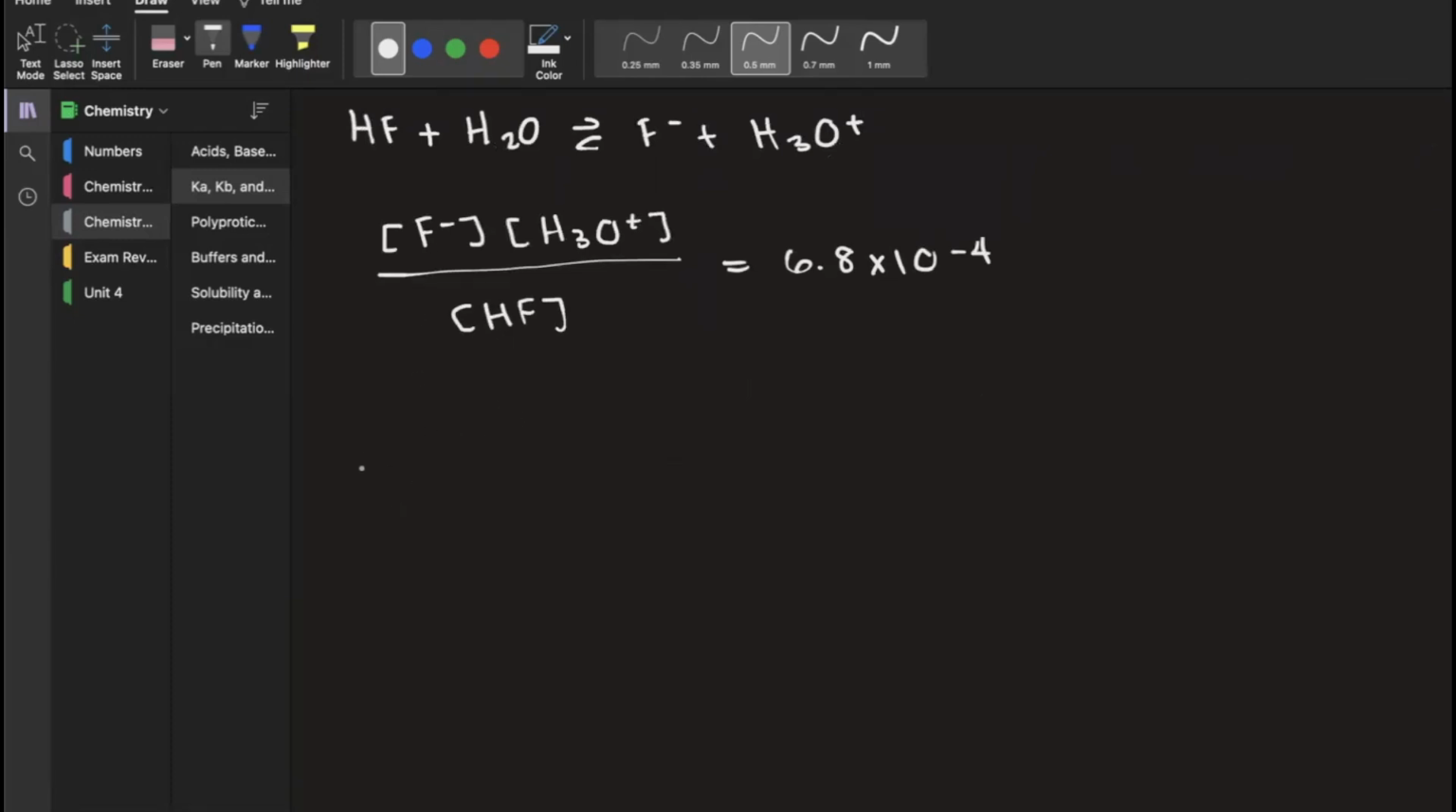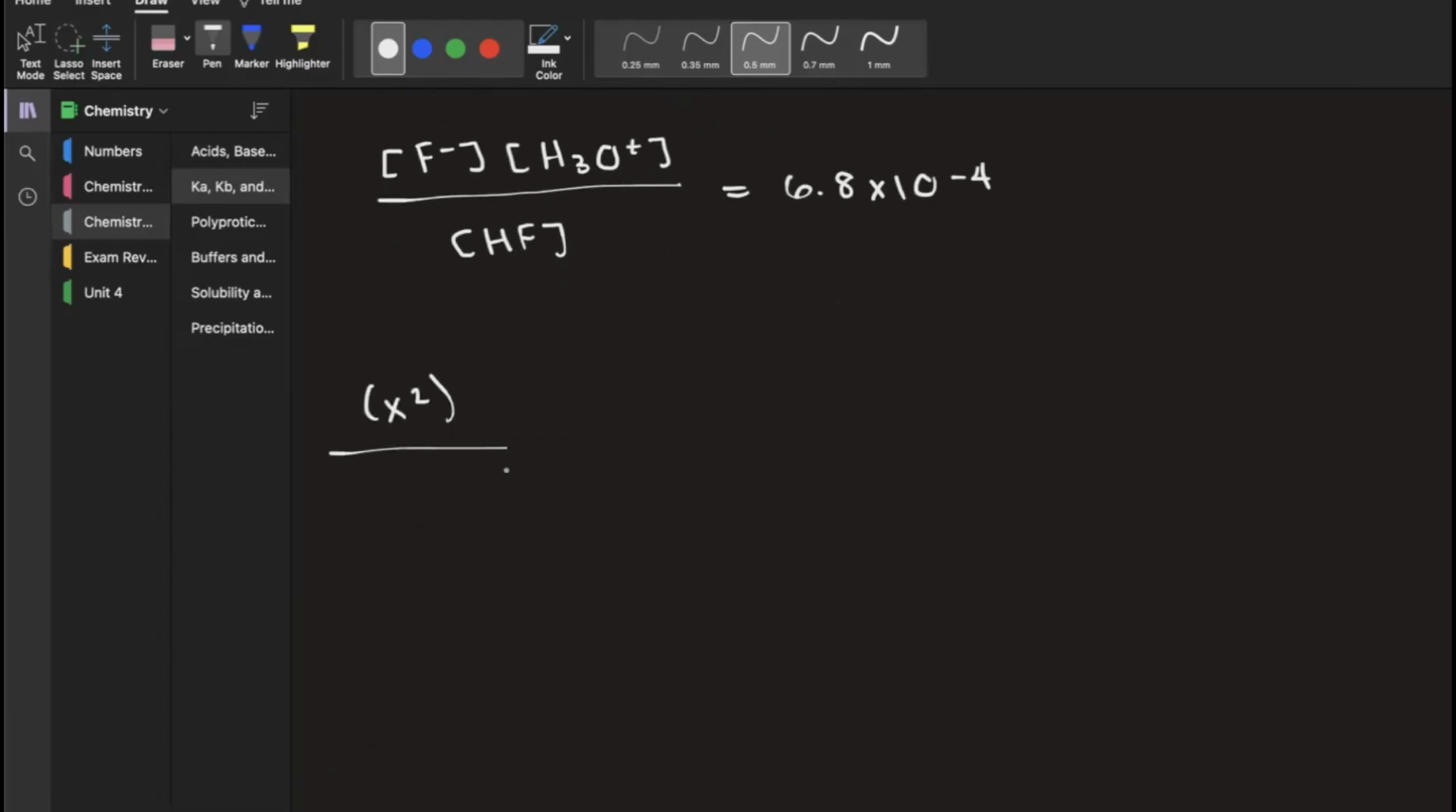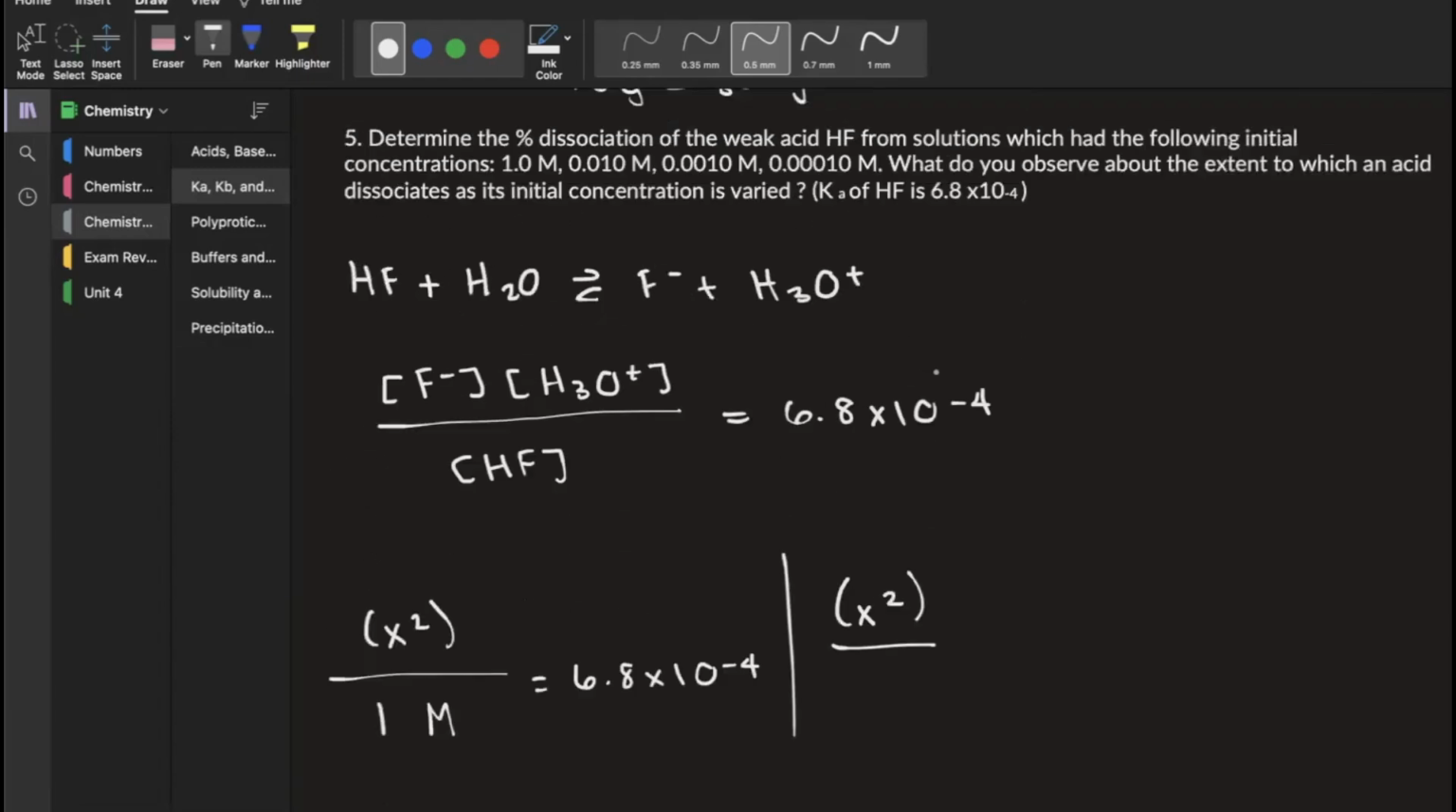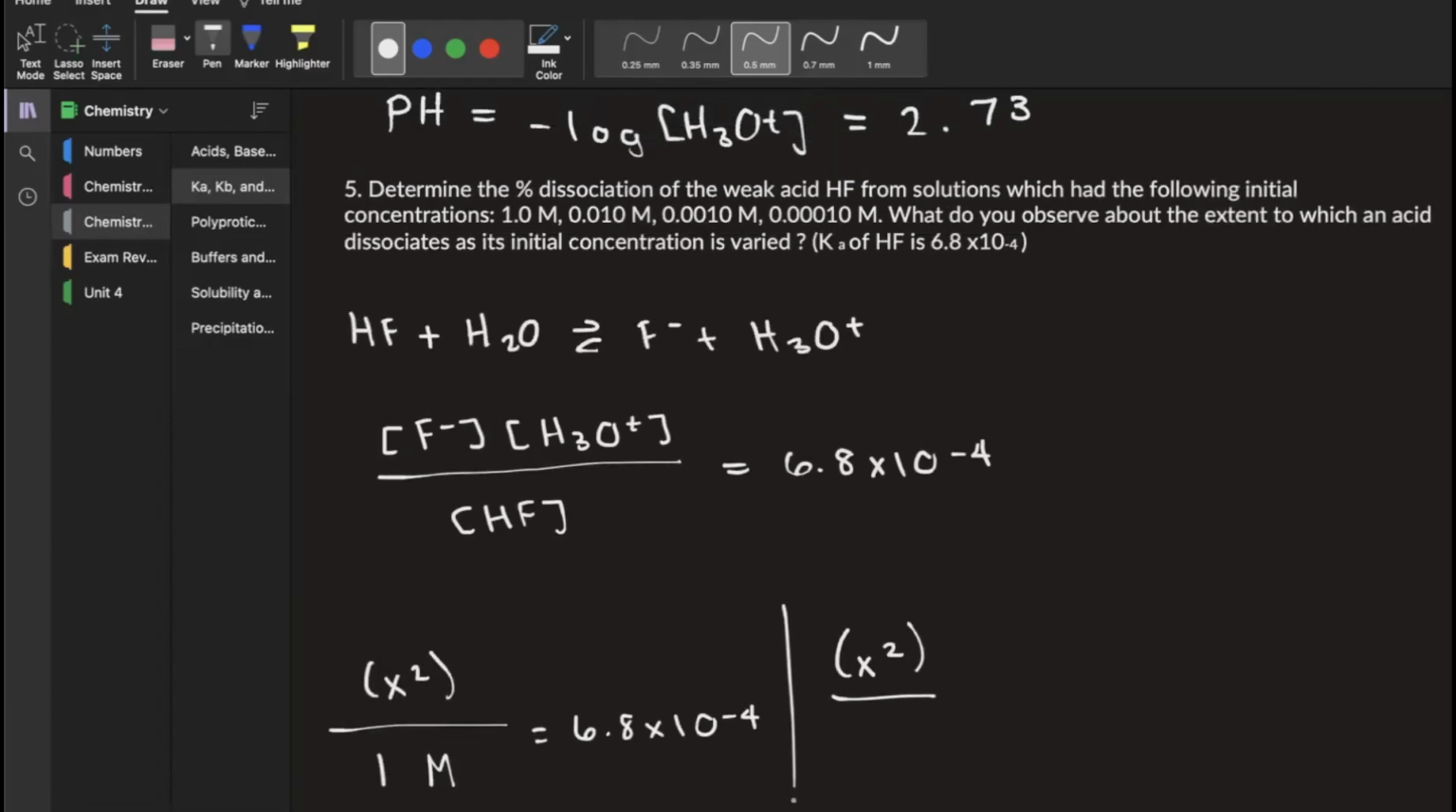It's going to be 1 to 1. So most of the time it's going to be x squared, and then usually it would be minus x, but instead we're going to keep it as the first one being 1 molar, equal to 6.8 times 10 to the negative fourth. Then we have x squared over the second, which is going to be 0.01, also equal to 6.8 times 10 to the negative fourth.